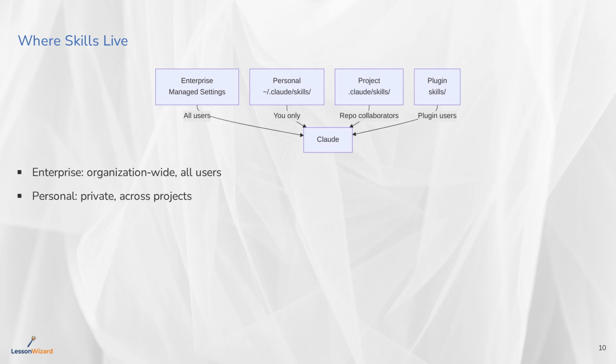The location of a skill determines its visibility. Enterprise skills live in managed settings and are available to every user in the organization. Personal skills sit in your home directory and are visible to you across any project. Project skills are version controlled alongside code, so teammates automatically get them. Plugin skills are bundled with extensions and appear for anyone who installs the plugin. Choose the right scope for your use case.